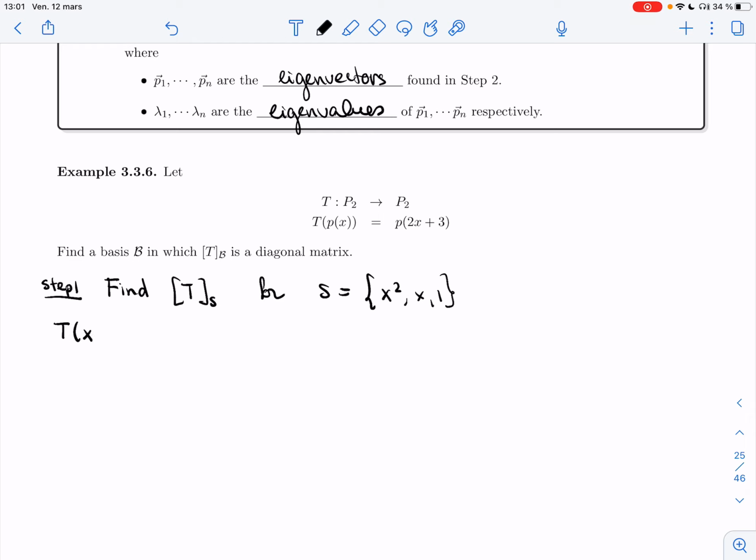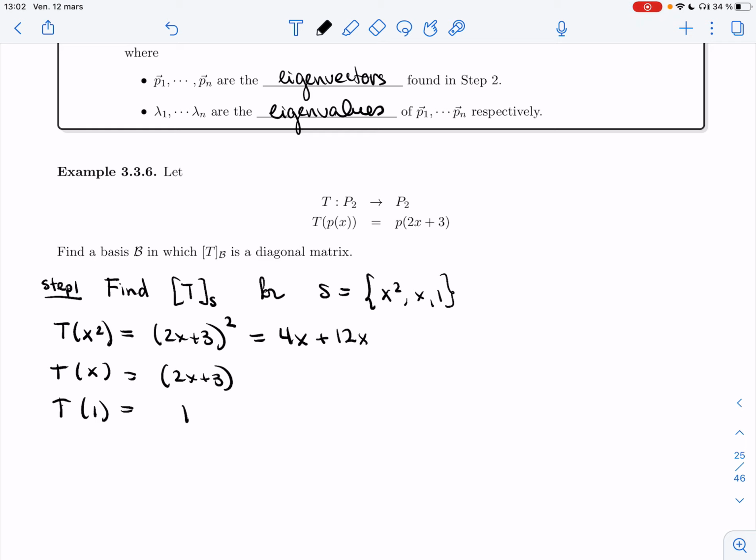All right, so I need to figure out what happens when I apply T to these three basis elements, and I need to write them in terms of the basis again. So here I'll take 2x plus 3 and I'll square it. Here I'm just going to take 2x plus 3, and here I don't have any x's, so I just leave 1. But really, I replace x with 2x plus 3. If I expand this, I'll get 4x squared plus 12x plus 9.